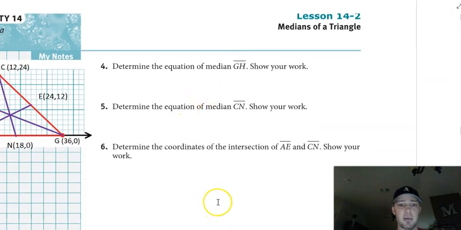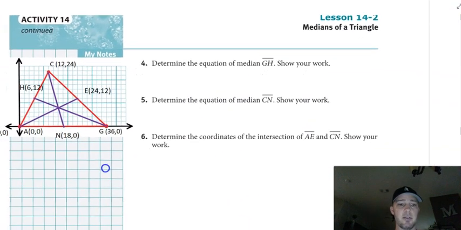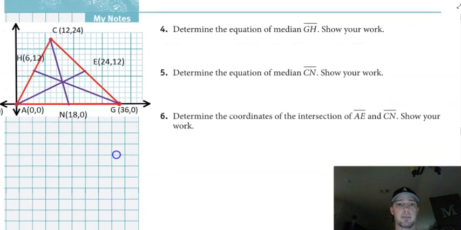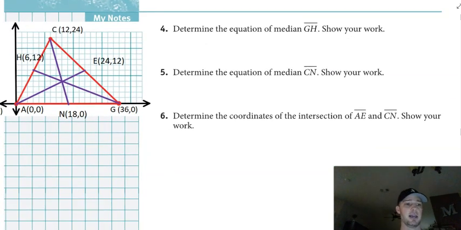Let's see if we can determine the equation for a couple of these other ones as well. GH is here. This one we're going to have to figure out the slope from two different points. It's not going to be quite as easy, and we don't know the y-intercept either, so we may have to solve for it using slope-intercept form. First thing is the slope.